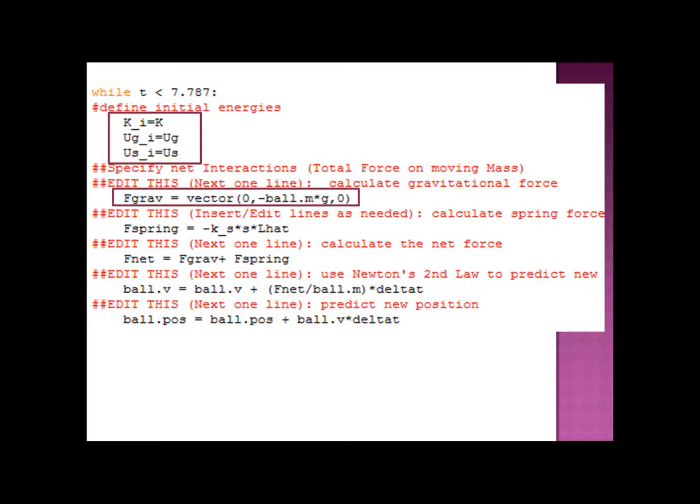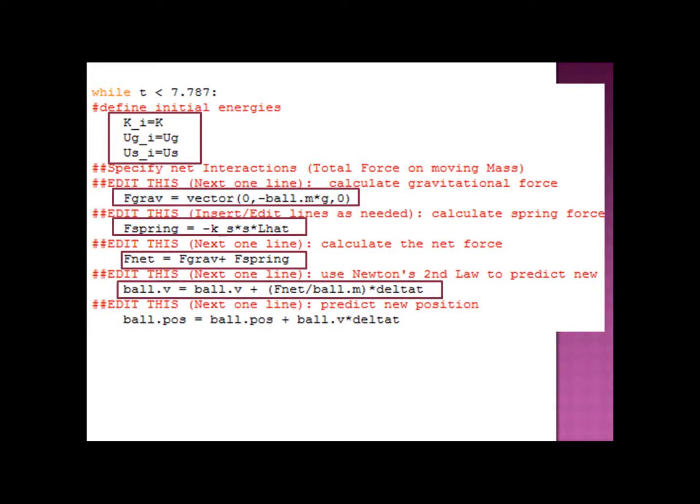So here's the gravitational force. For this, I used the equation negative mg, and since it's in the y direction, it's set in the y component of the vector. Now for the spring force, I used the equation negative ks times L hat. For F net, I took the sum of the gravitational force and the spring force, and then I used that F net in Newton's second law to predict the new velocity of the spring system.